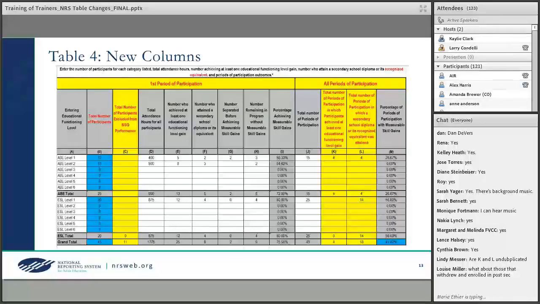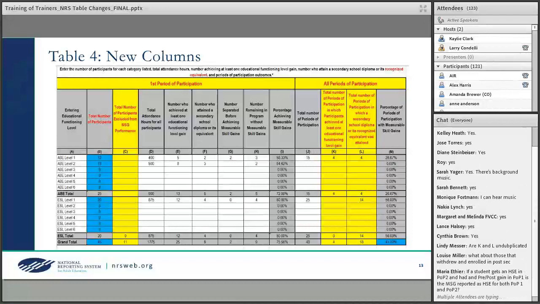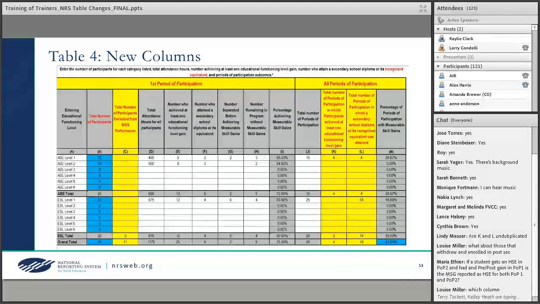Second question, what about those who withdrew and enrolled in post-secondary? Those are all counted in Table 4. No one is excluded from Table 4. That is not a valid exclusion. The WIOA exclusions are, as I said, a medical condition, called up to military service, deceased, or what's the other one? What's the other exclusion I'm missing? There are specific exclusions. Just because someone withdrew and entered post-secondary, that is not an exclusion that's counted in column C.